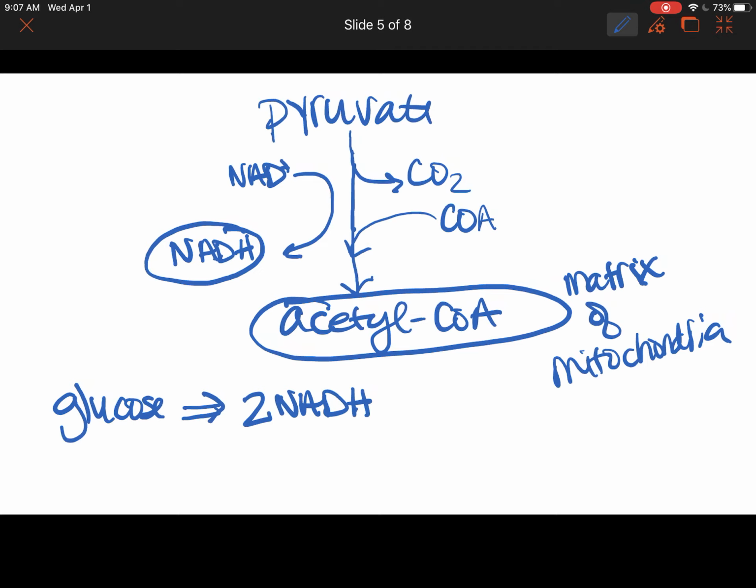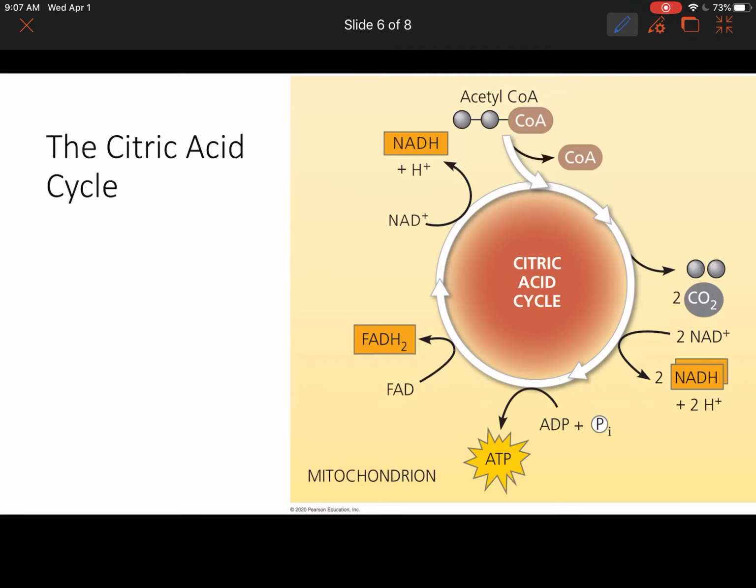And acetyl-CoA is going to be the starting substrate of the citric acid cycle. Now, the citric acid cycle has a variety of names. You're going to hear it referred to as the citric acid cycle. I tend to call it the Krebs cycle. It's named after Johann Krebs, the man who kind of figured all this biochemistry out. You may also hear it called the TCA cycle. Just a variety of things, okay?